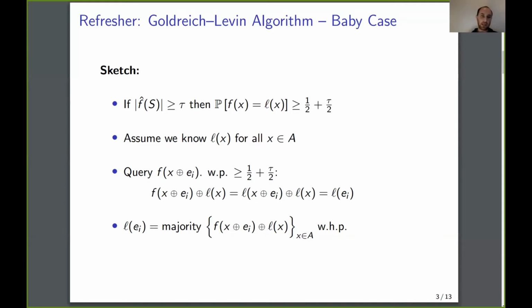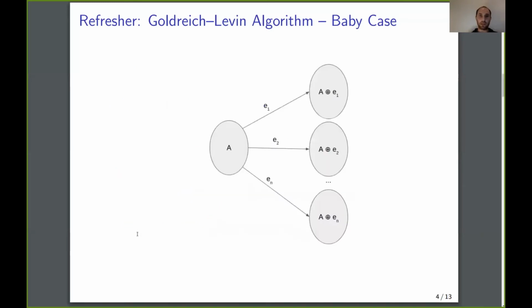So by querying f of x plus e_i on various x's, I can find the value of L of e_i. And then I can repeat that for i equals 1, i equals 2, and so on, and learn the value of L on all the standard basis. And that determines the value of L because L is a linear function.